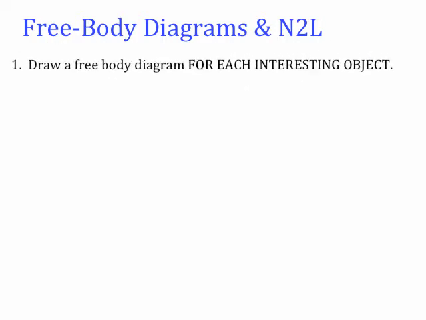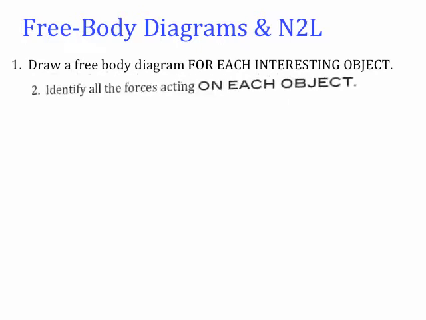The first thing you need to do is to identify and draw a free body diagram for each interesting object. So obviously you need to know what the interesting objects are going to be. This is an art form that requires practice. So you just have to try multiple times and keep solving problems until you develop a knack for identifying which objects are helpful to identify as interesting.